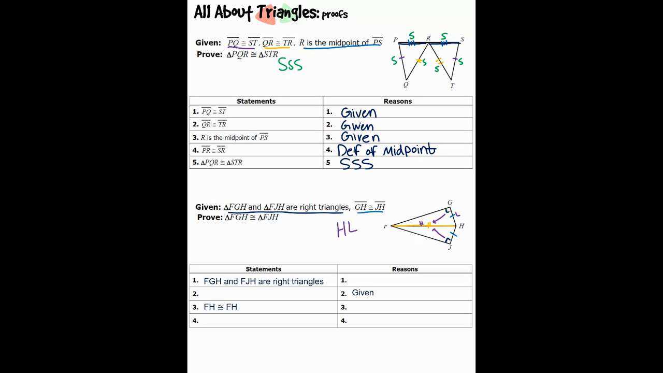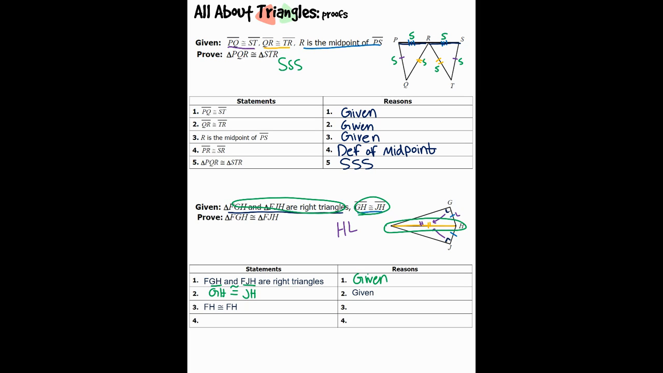So let's put all of that information into our proof. FGH and FJH are right triangles. Well, we didn't come up with that. We didn't figure anything out. That was just already given to us right here. Number 2, the reason says given. What else was given to us? GH is congruent to JH. FH is congruent to FH. That's this line right here. We said that they were congruent because they're the same side.